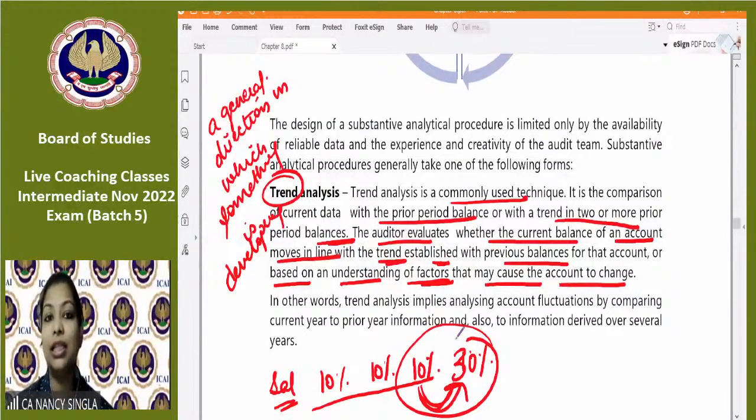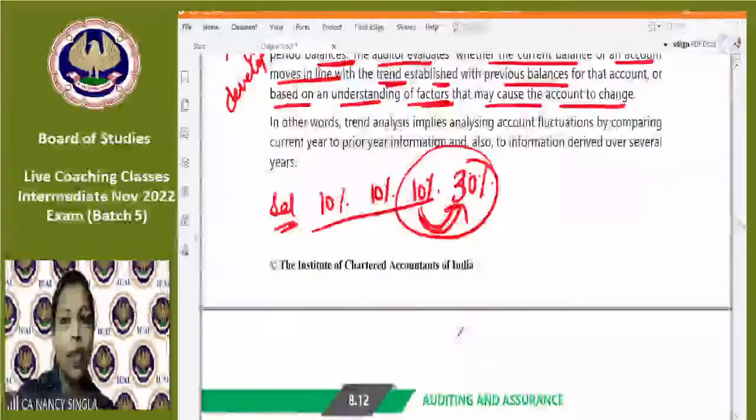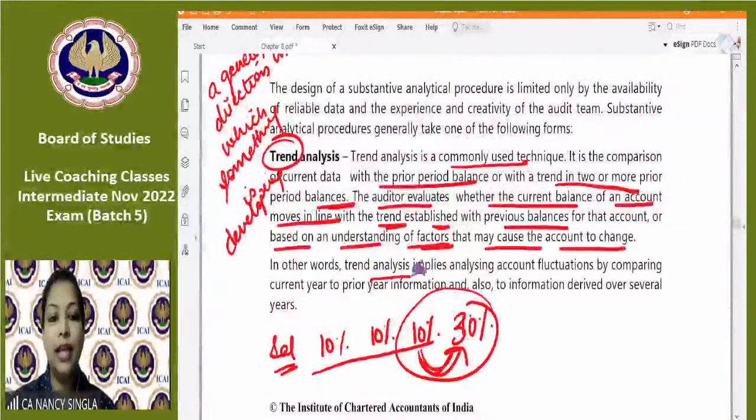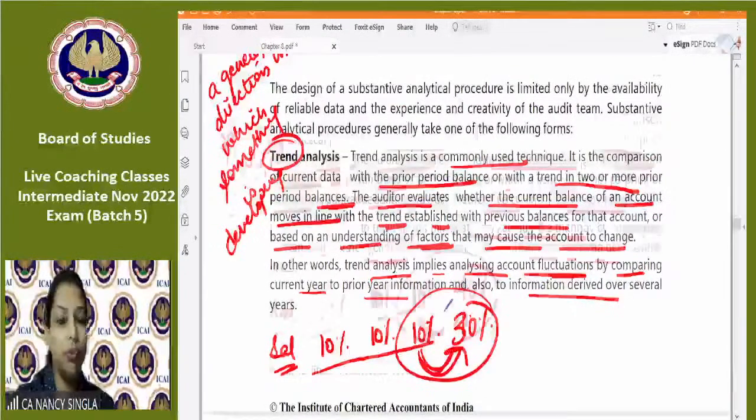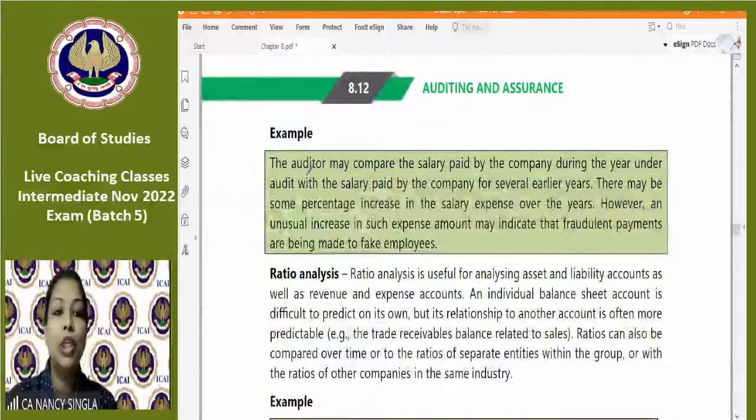ऐसा भी तो हो सकता है ना, some dummy workman has been included, है ना? So, in other words, trend analysis implies analyzing account fluctuations by comparing current year to prior year and information from several years. Example, the auditor may compare salary paid. There may be some percentage increase. कुछ तो होगा. Let's say this is 10%, this is 12%, this is 14%.